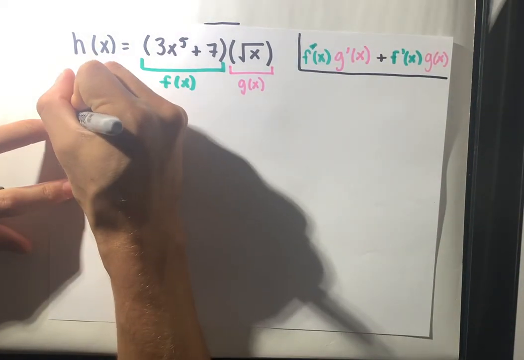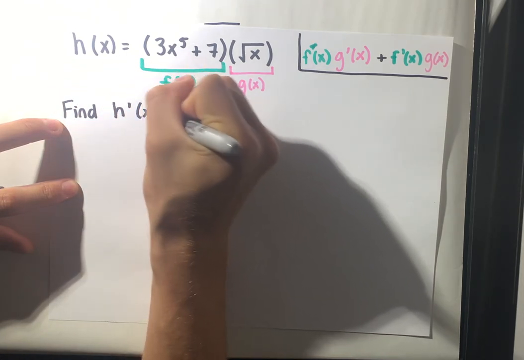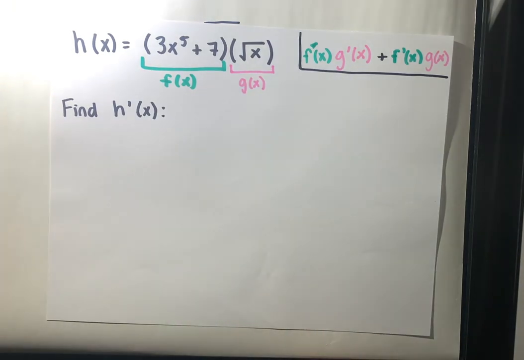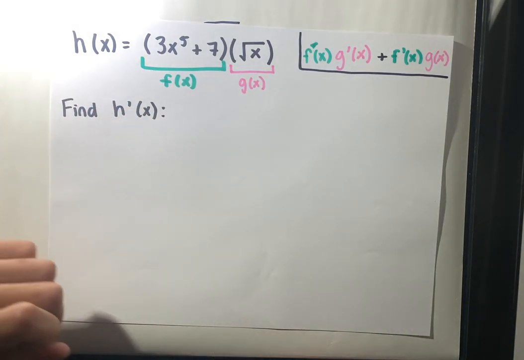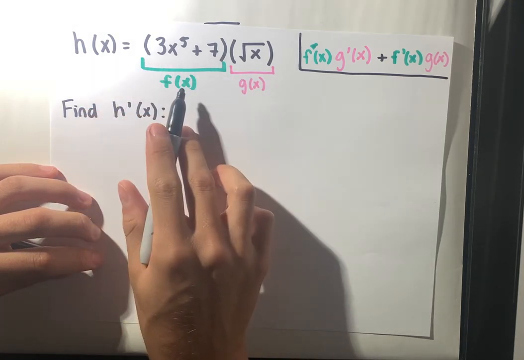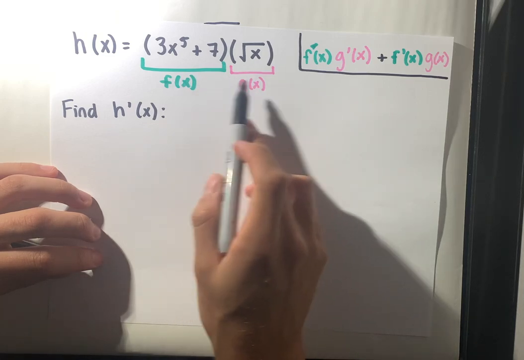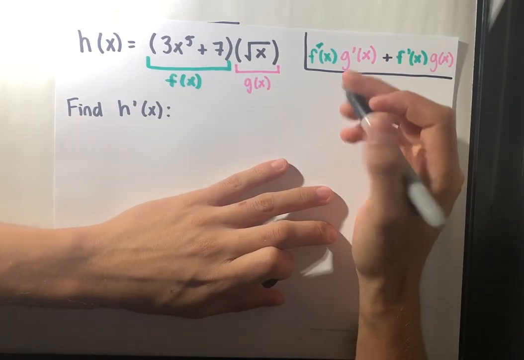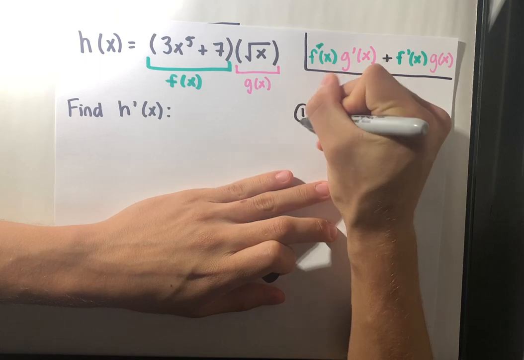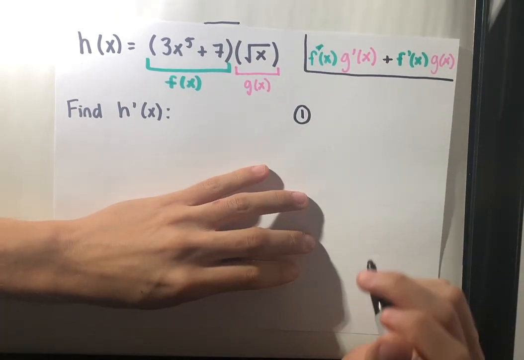Okay, so if the question said find h prime of x, which is the first derivative of the function h of x, then we have to find the derivative of this entire function. And we use the product rule for that because we can tell that there are two functions being multiplied. So the way we're going to do this is one at a time. We're going to do the derivative of the first function, f of x, first.